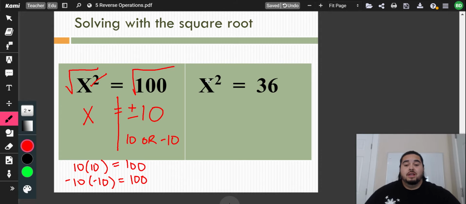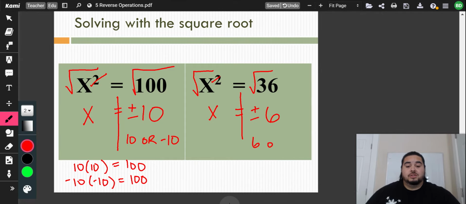Now, similarly, for the next problem, x squared equals 36, we're going to do the same thing. We're going to take the square root, and x, because the square goes away with the square root, equals, and hopefully you know that the square root of 36 is 6, but because we don't know if it's plus or minus 6, we're going to include both. And again, you could write that out, 6 or negative 6.